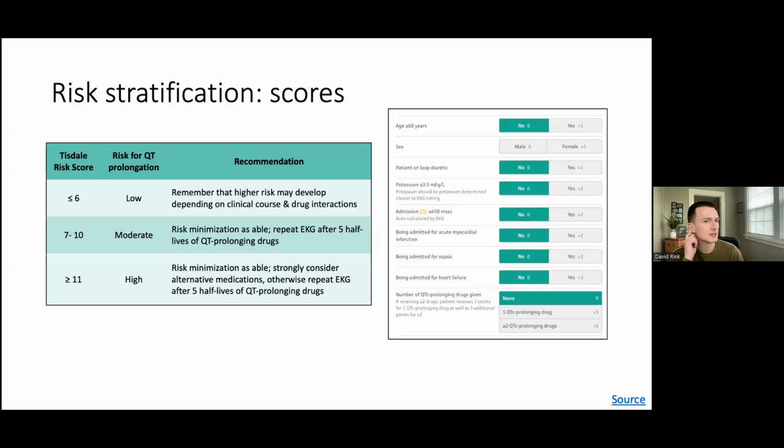So the first is this risk stratification tool, the Tisdale risk score for QT prolongation, which is available on MD Calc. It was developed and validated in a patient population admitted to CCUs, so coronary care units. And it is somewhat useful, particularly in those who have underlying heart disease. As you can see, it asks questions about age. It does ask about sex, which I think here is relevant for that sex hormone balance that we discussed before. Then diuretic use, what their admission QT interval was, and then what they've been admitted for.